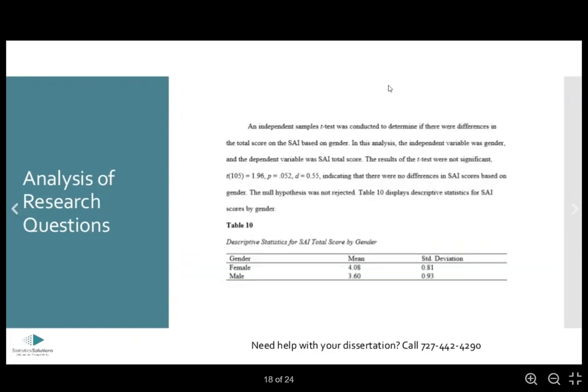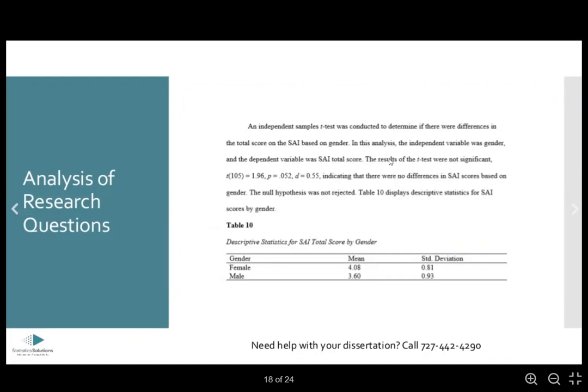So here's an example of an independent samples t-test. This test was done to determine the differences in the score of this particular instrument based on gender. So we want to see if there's a difference between males and females with regard to the total score on this scale. Here, they're clearly identifying their independent and dependent variables. Our independent variable is gender. The dependent variable is the score on the instrument.